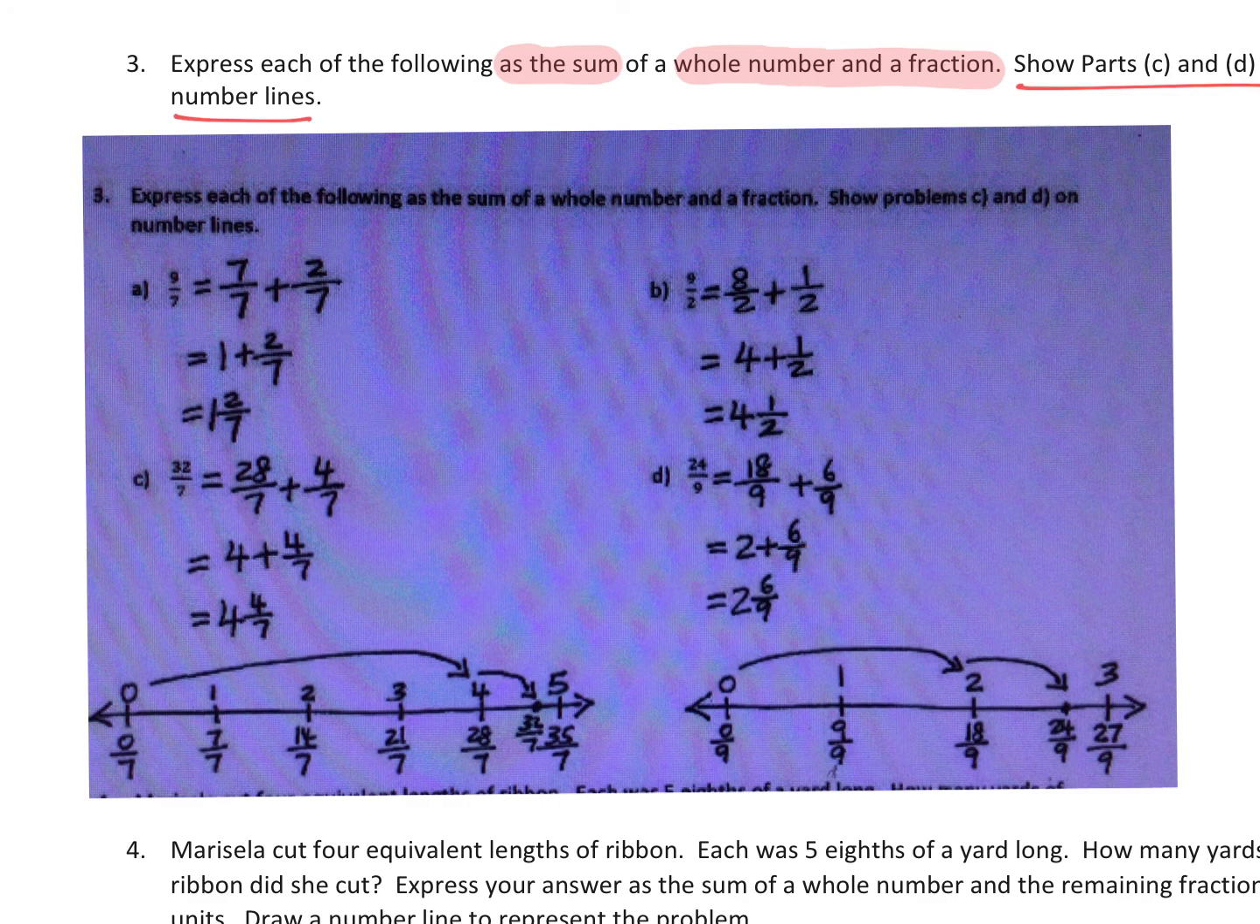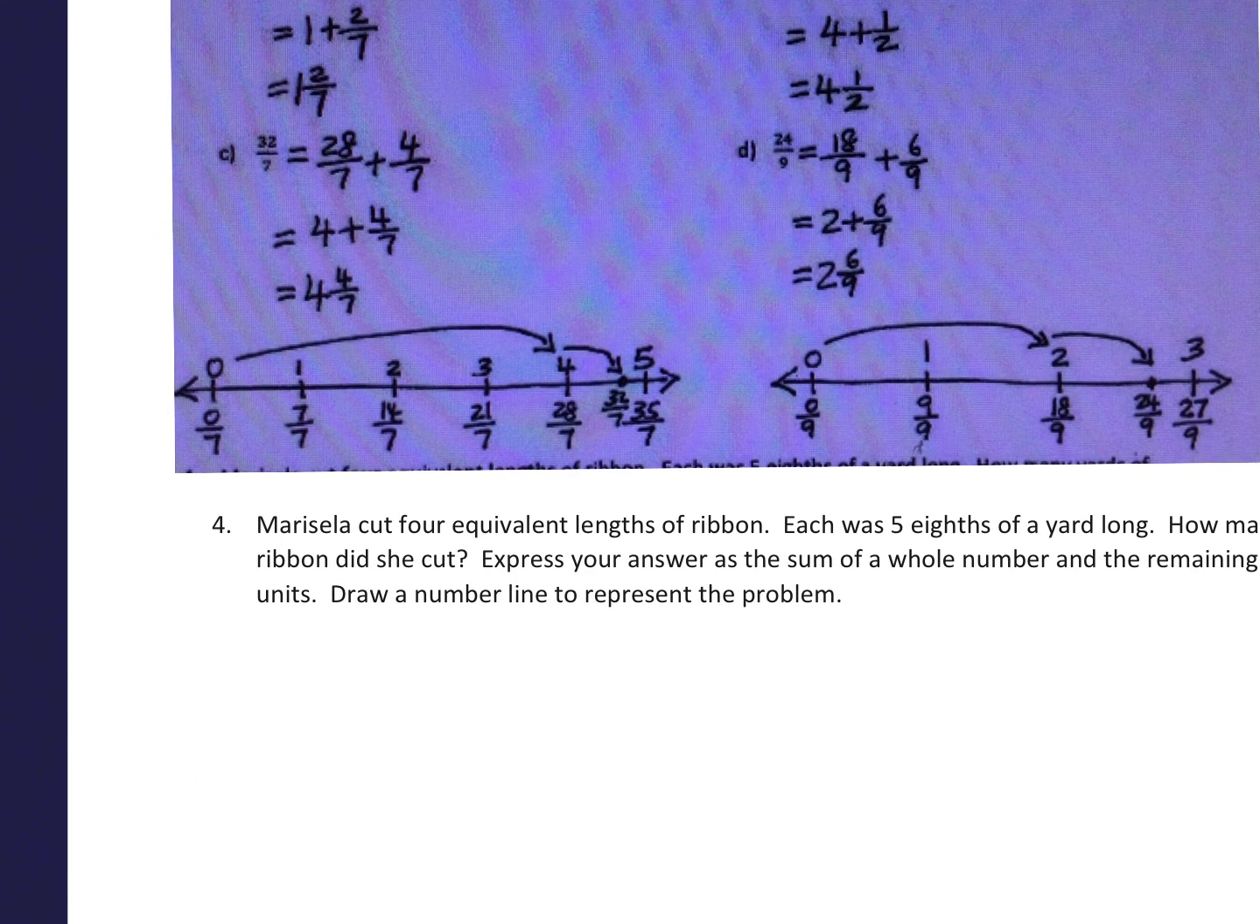If you didn't get it right, pause the video and check your answers. Start at the problem and then keep going and see where you did something differently. Okay? Otherwise, we're going to keep moving.